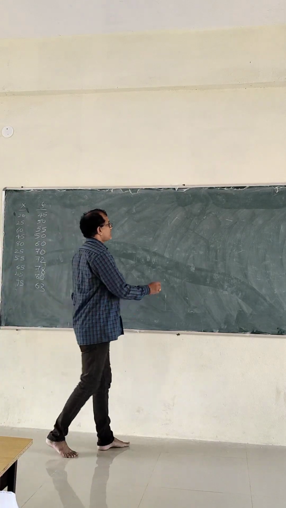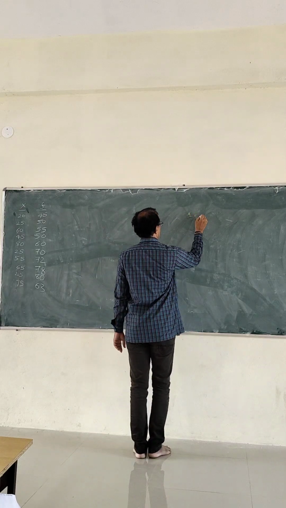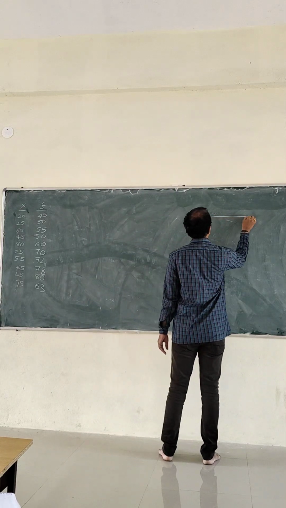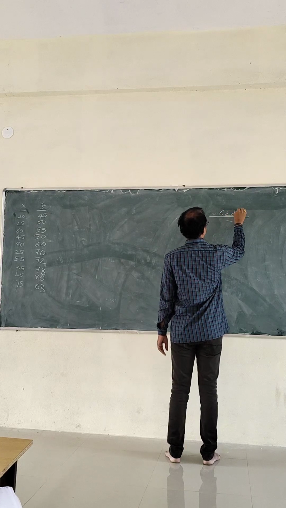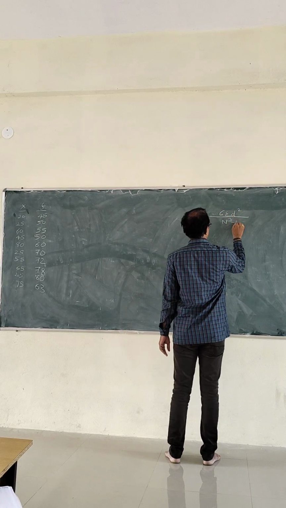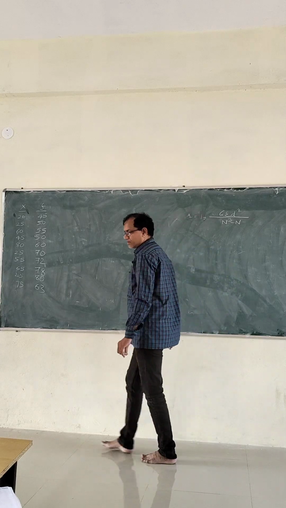What is the formula for rank correlation? R is equal to 1 minus 6 sigma d square by n cube minus n. This is the formula.